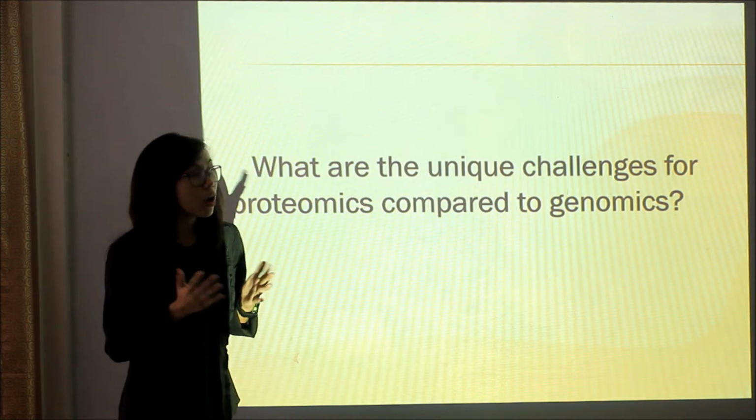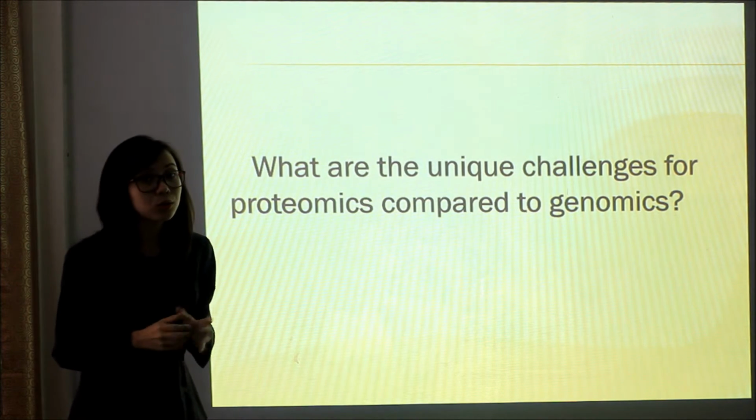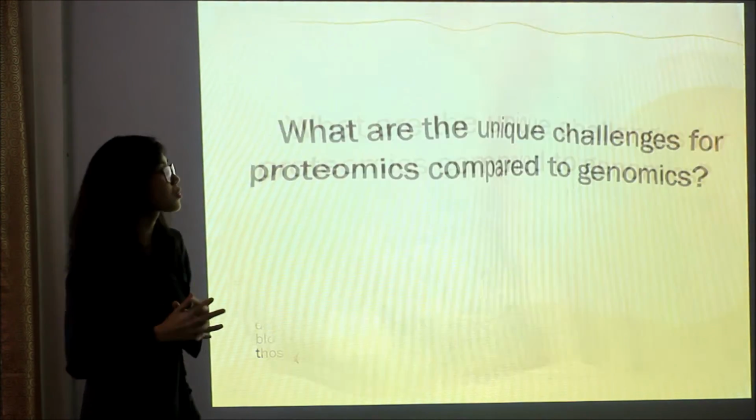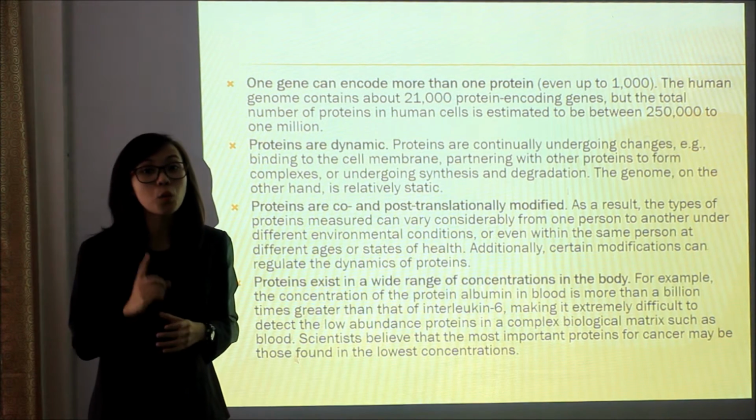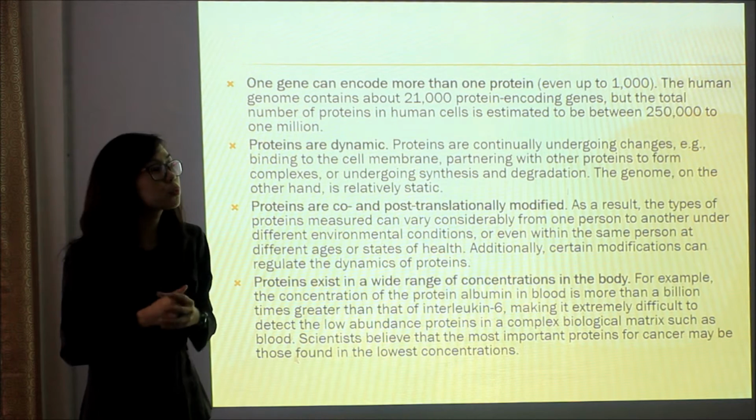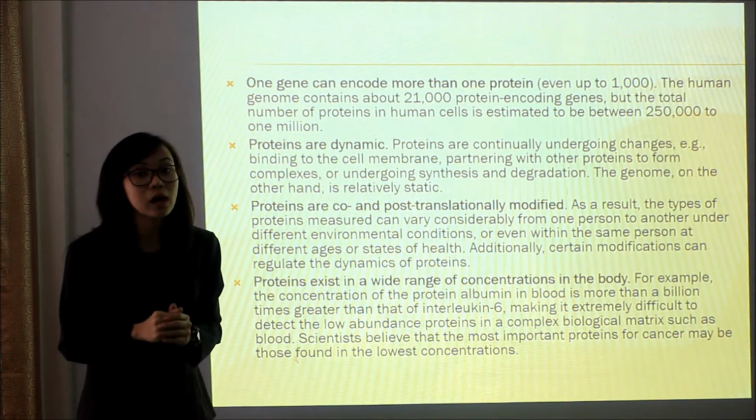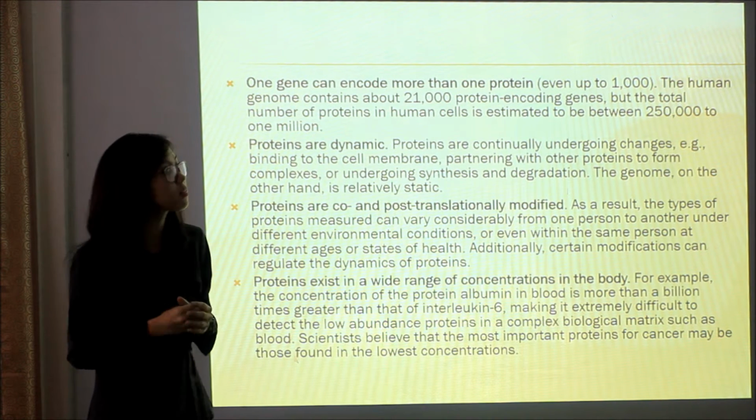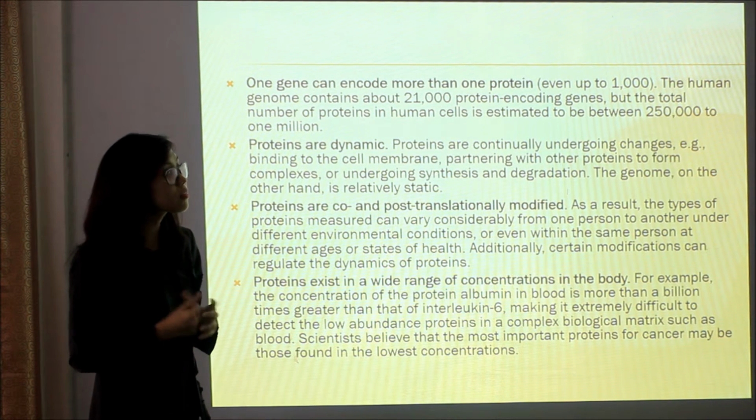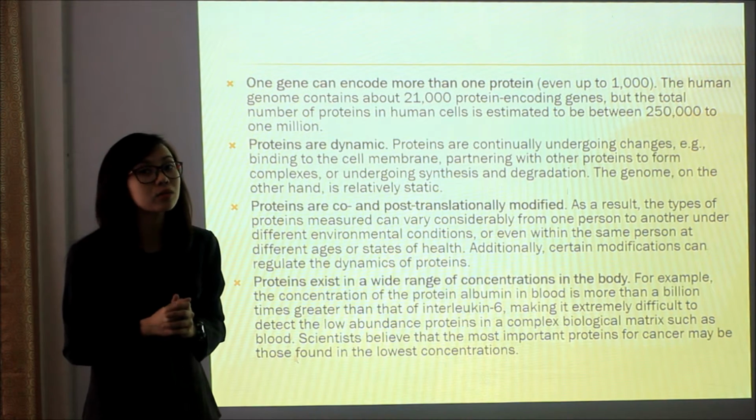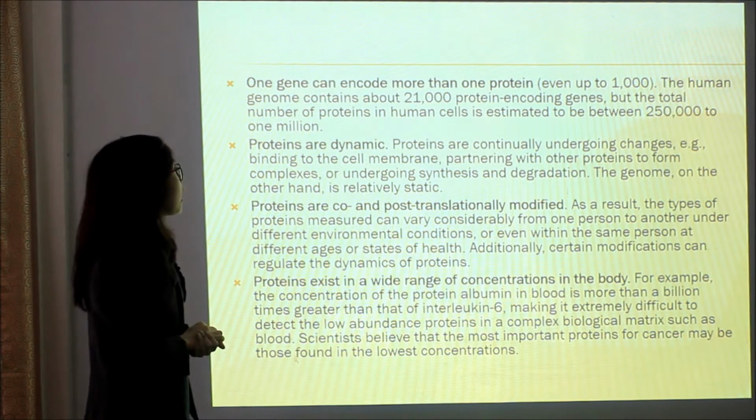So, what are the unique challenges for proteomics compared to genomics? Let's answer the question. One gene can encode more than one protein, even up to thousands. The human genome contains about 21,000 protein-encoding genes, but the total number of proteins in human cells is estimated to be between 250,000 and 1 million.